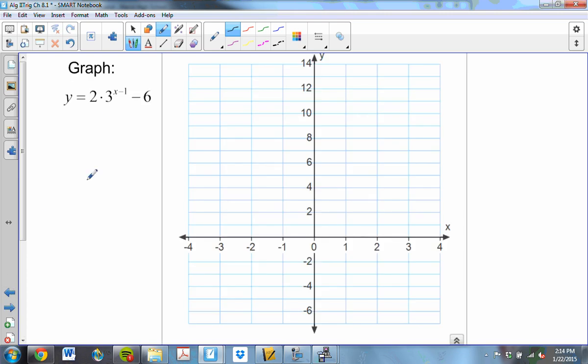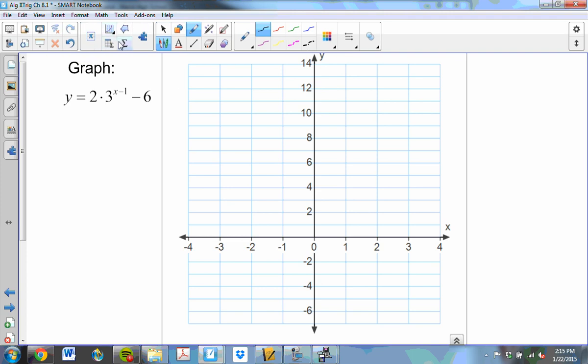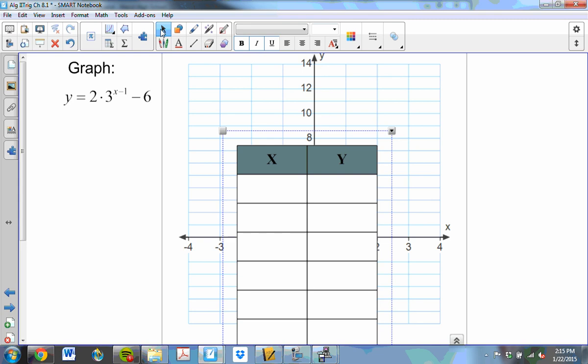This will be our last example. I'm going to graph this one. 2 times 3 to the x minus 1 minus 6. In my table, I want to think about smart points to plug in. Points that make this somewhat sensible and reasonable.